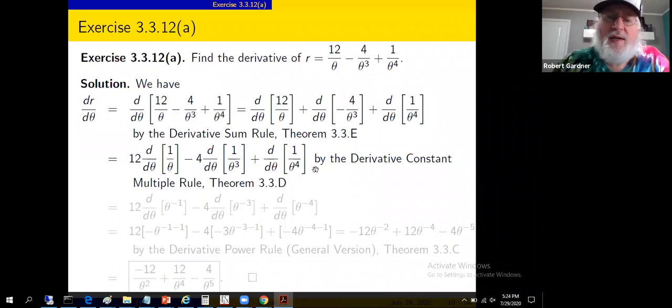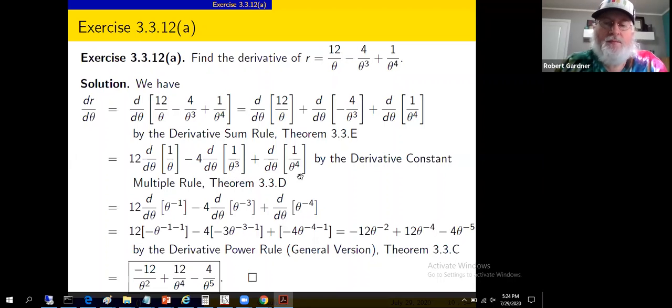What are you going to do now? You don't know how to deal with these quotients. Well, let's write these as powers of theta. This would be theta to the -1, theta to the -3, and theta to the -4. Because that's how you deal with negative exponents. You put them in the denominator and make those exponents positive. So we get this correspondence here.